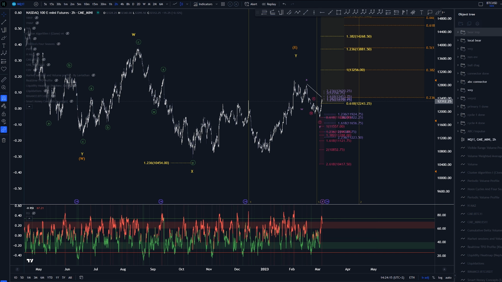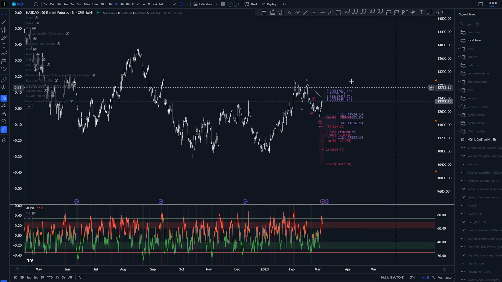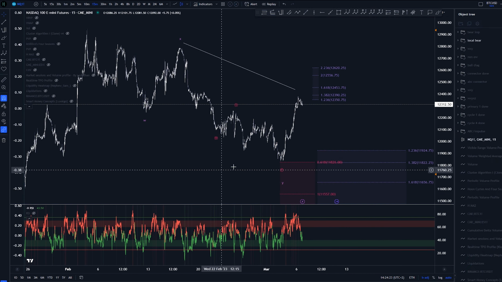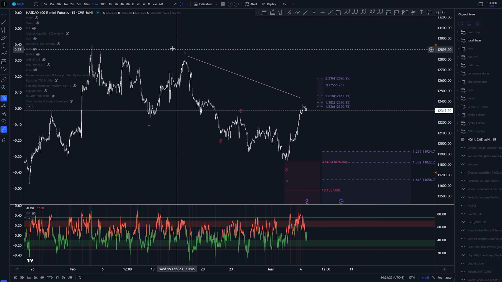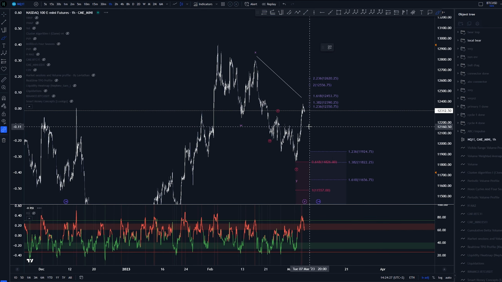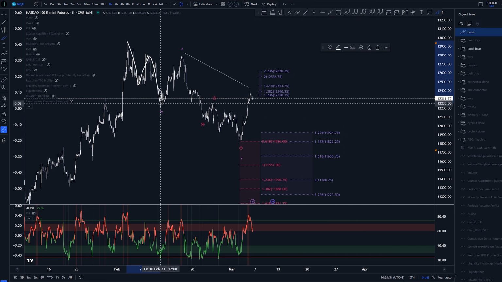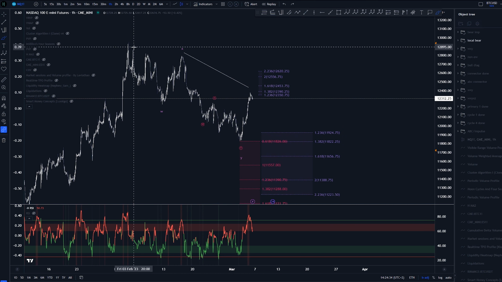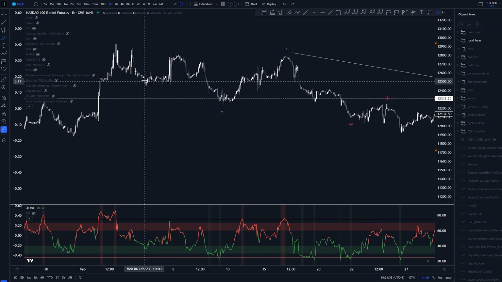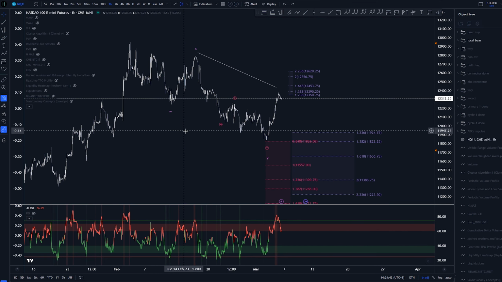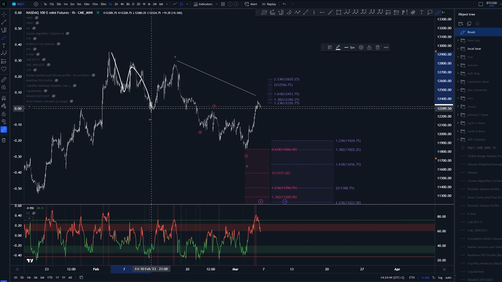Now, locally, let's see what we got. Let's get rid of these. So here we go. Let's start with the 1 hour. I think that looks good. So 3 waves here looks very good in my opinion. I guess I can label this as a diagonal, but again, it is very forced in my opinion. So again, 3 waves here looks better.